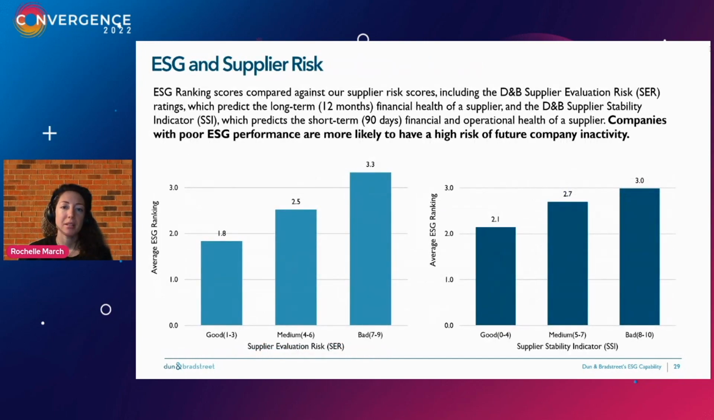And then D&B has a number of other risk factors that we gauge against. So here we're looking at supplier risk indicators that look at the probability of a company going out of business over a year or over a 90-day term. And we do see here that companies with poor ESG performance are more likely to have a higher risk of company inactivity. Inactivity caused from bankruptcy, going out of business, or acquisition.